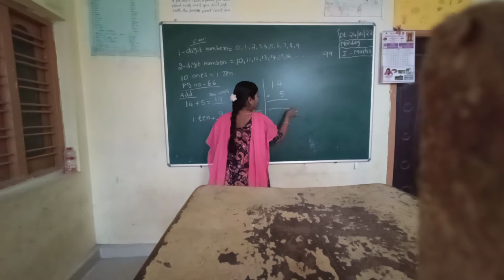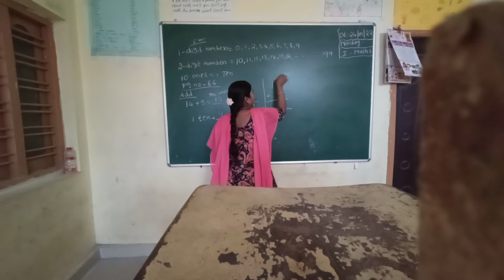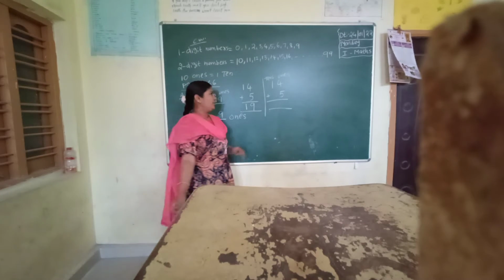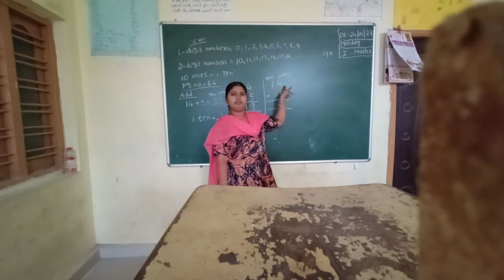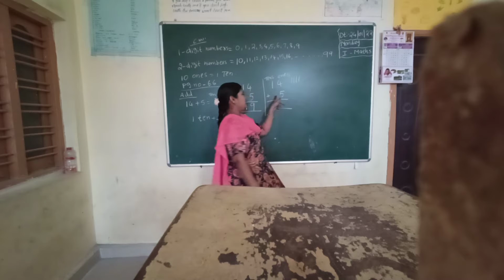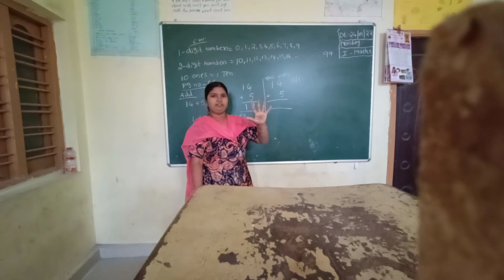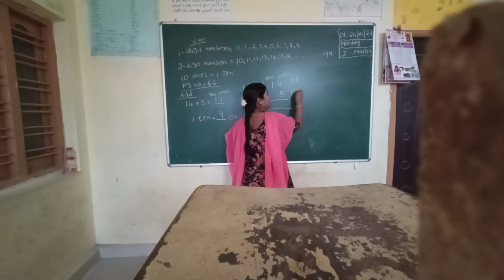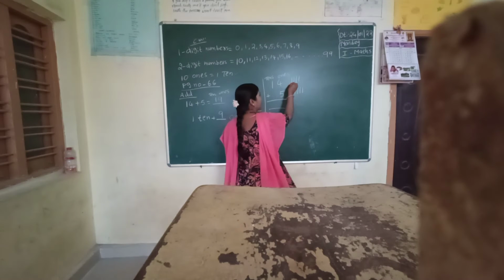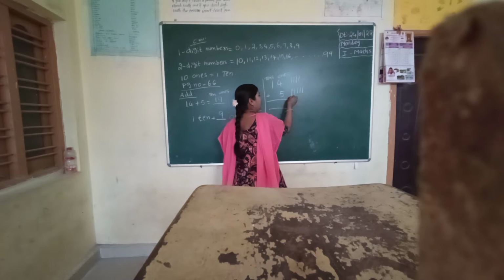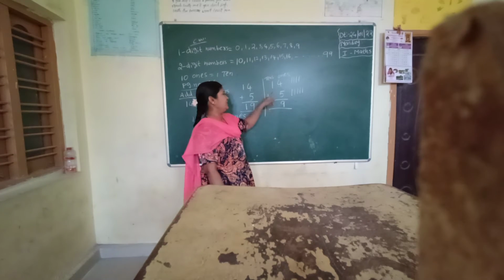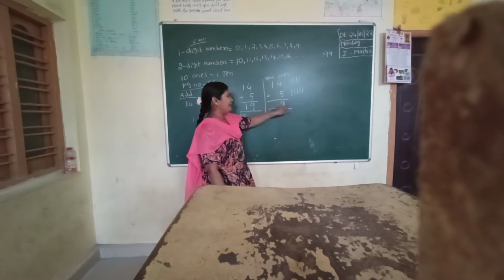14 plus 5. Now let's see. This is the ones place and this is the tens place. First you have to add the ones place numbers. In the ones place, which number is there? 4. Draw 4 lines: 1, 2, 3, 4. Next, which number is there? 5. Draw 5 lines: 1, 2, 3, 4, 5. Now count all the lines, children: 1, 2, 3, 4, 5, 6, 7, 8, 9. What is the answer in the ones place? 9. So write it in the ones place only.